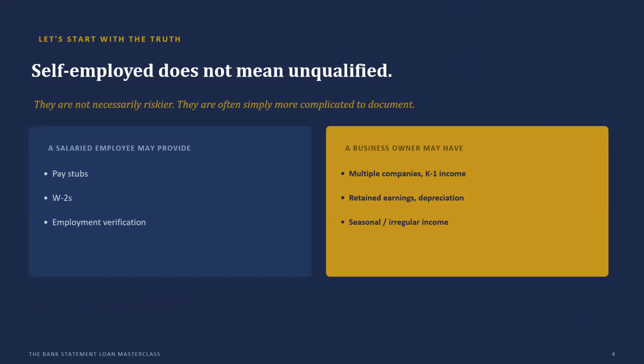All right. So start with the truth. Self-employed, does that mean unqualified? They're not necessarily riskier. They're often simply more complicated to document. So a salaried employee may provide W-2s, pay stubs, employment verification. A business owner has multiple companies, K-1 income, retained earnings, depreciation, seasonal irregular income. See it all the time.